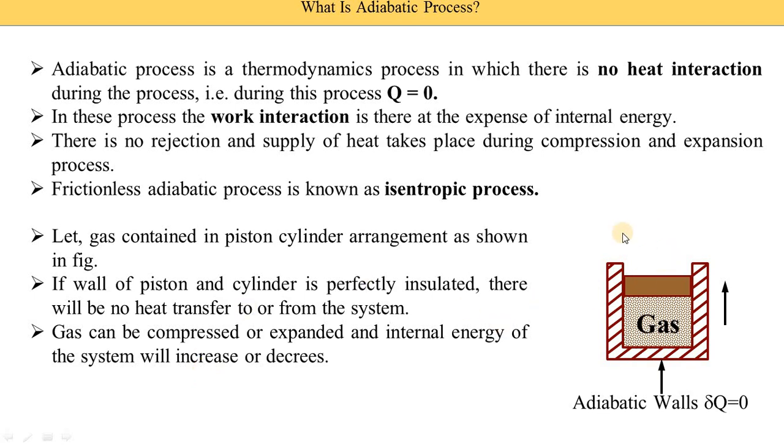When we do this compression, when this piston is moving in this downward direction, at that time this gas is compressed and volume is reduced. When this piston is moving in this upward direction, at that time the gas volume is increased. It is called expansion. On the basis of this compression and expansion, the internal energy of the system will increase or decrease. So when we do this compression, internal energy is increased. When the expansion is going on, internal energy is reduced.